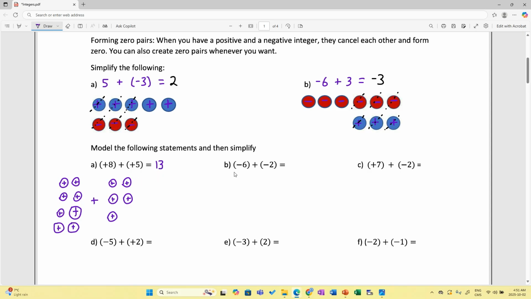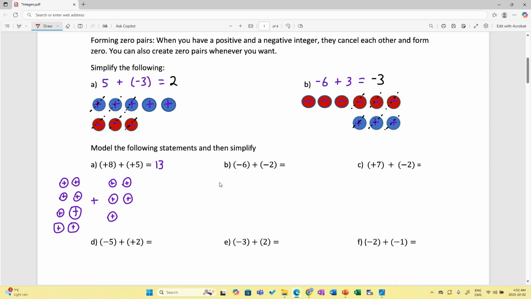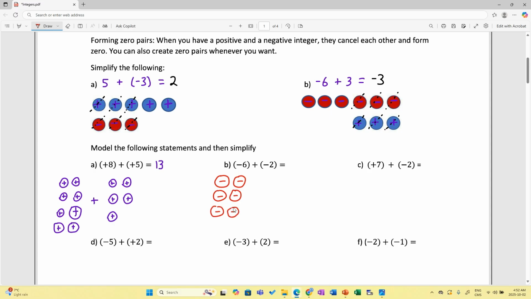Now for my answer of B, here it says I have 6 negative and 2 negative. Well, for this one, let's draw them out. I got 6 negative circles, and I'm adding 2 negative circles. So in this case, my final answer, I would just add all of the same sign circles. So 1, 2, 3, 4, 5, 6, 7, 8. So my final answer should be negative 8 here.